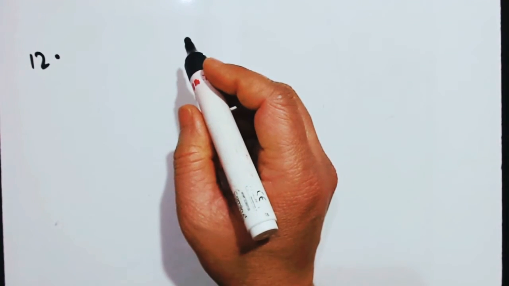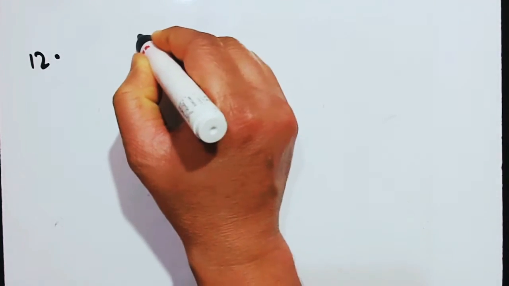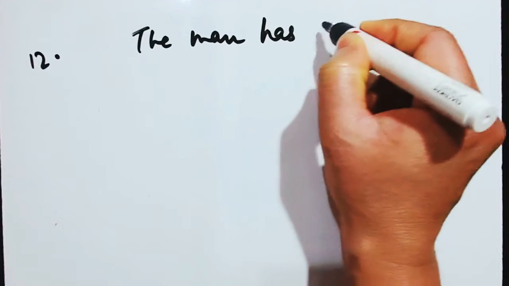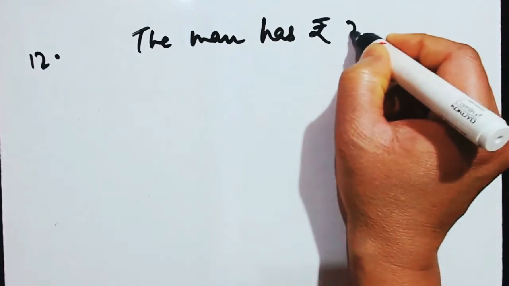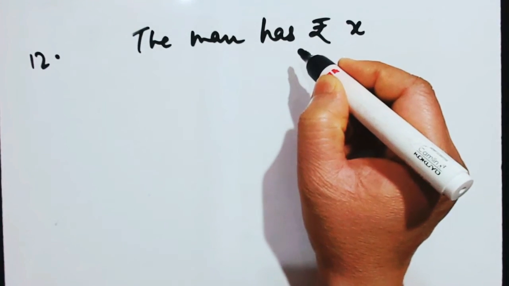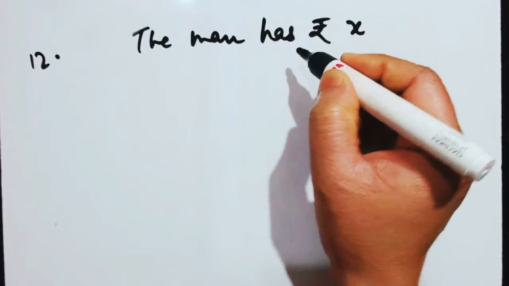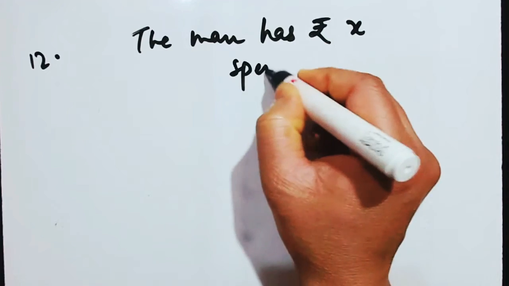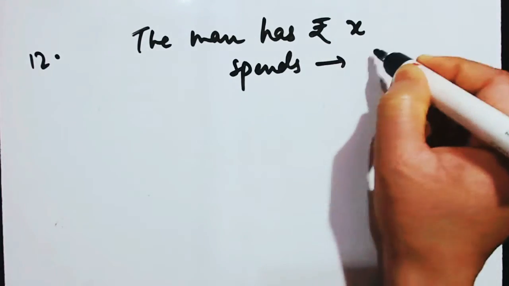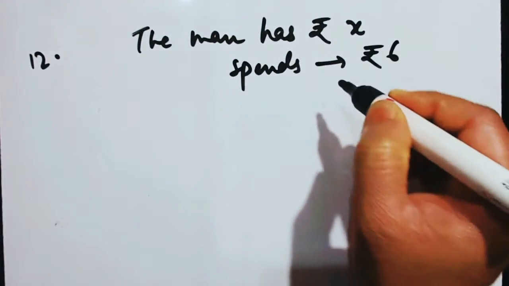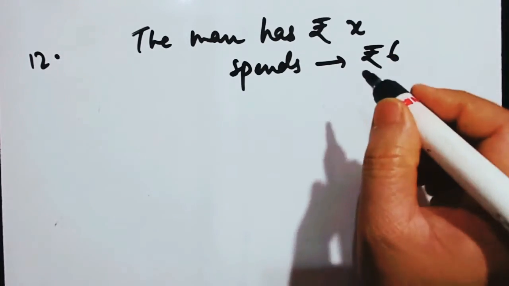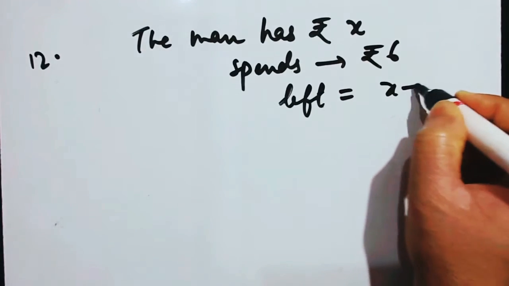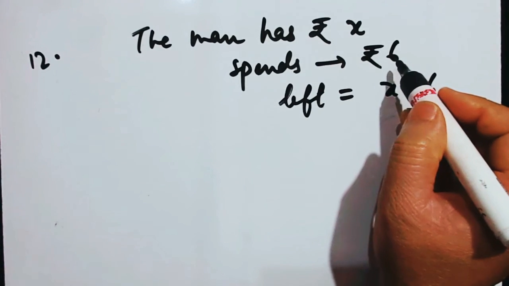Like, a man has rupees X, which he spends rupees 6. So when he spends rupees 6, naturally, how much money is left with him? Therefore, left is equal to X minus 6, because he has spent 6.